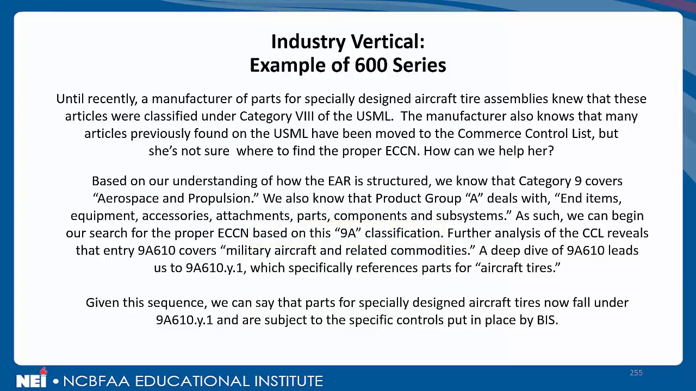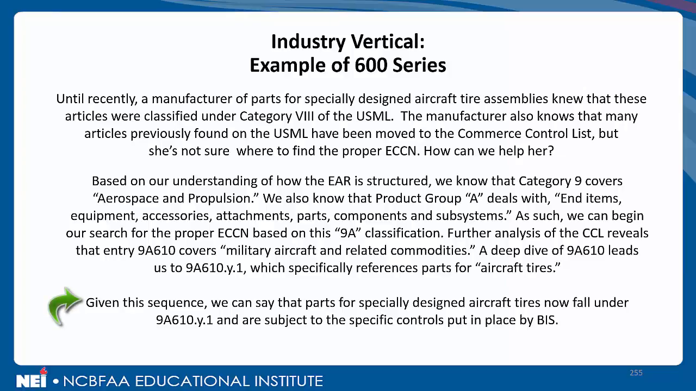It's within aerospace and propulsion as a category, and A as a group, equipment, assemblies, and components. So we're in the right neighborhood here. Further analysis of the CCL reveals that entry 9A610 covers military aircraft and related commodities. There's that 6. That's what we were looking for, as we mentioned in the previous slide. A deep dive of 9A610 leads us to 9A610.Y.1, which specifically references parts for aircraft tires. We're getting much more focused in now.